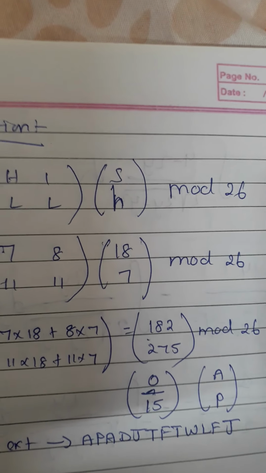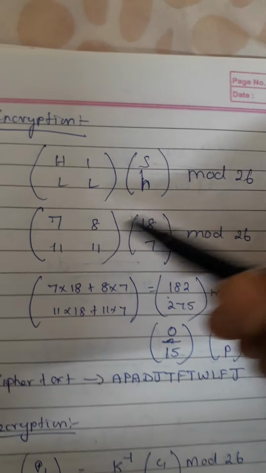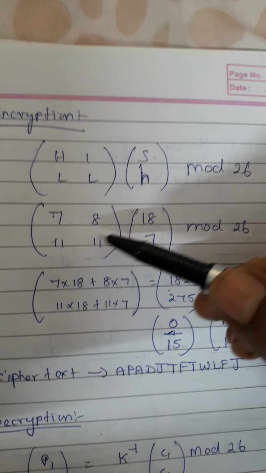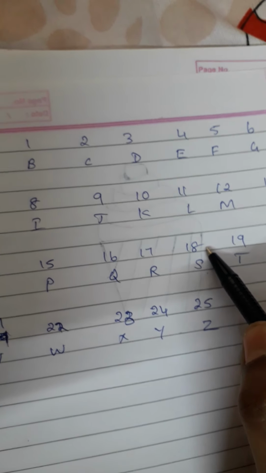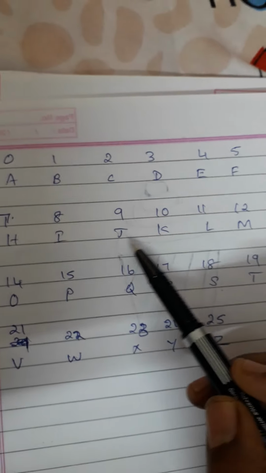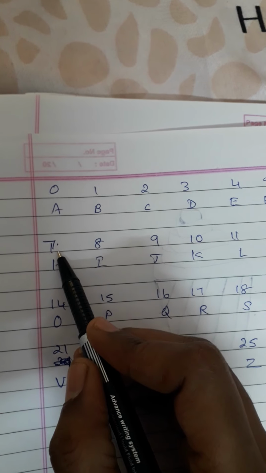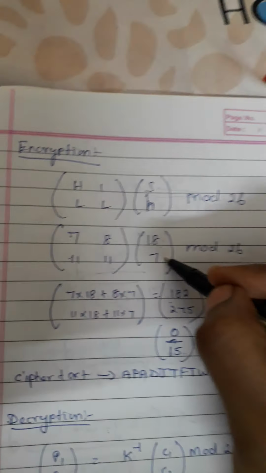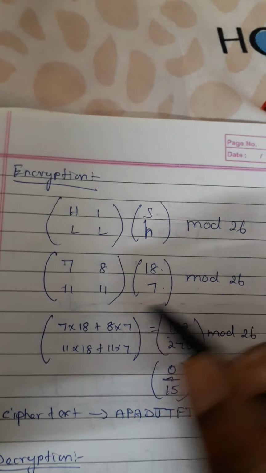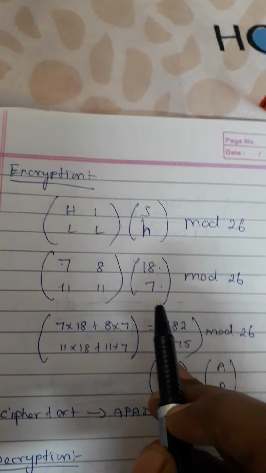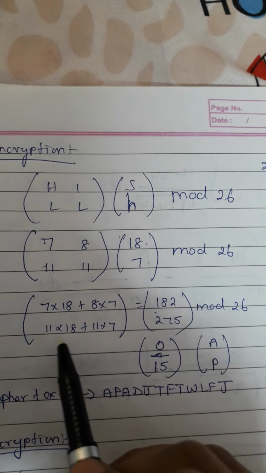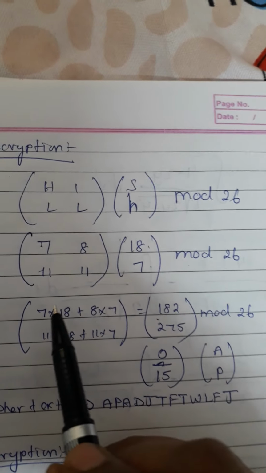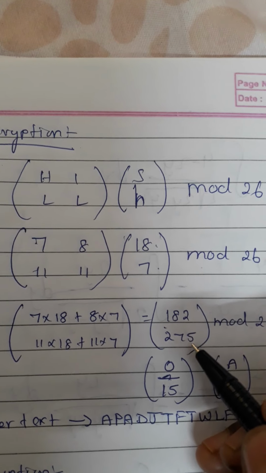Next, mod 26. Why 26? Because there are 26 letters in the alphabet. So we represent the key 7 8 11 11, which we already found, and then SH: for S the number is 18, and for H the number is 7. So 18 and 7 are represented, mod 26. Next we multiply. Multiplication is row into column. So 7 into 18 plus 8 into 7, next 11 into 18 plus 11 into 7. If you calculate this, it gives 182 and 275.